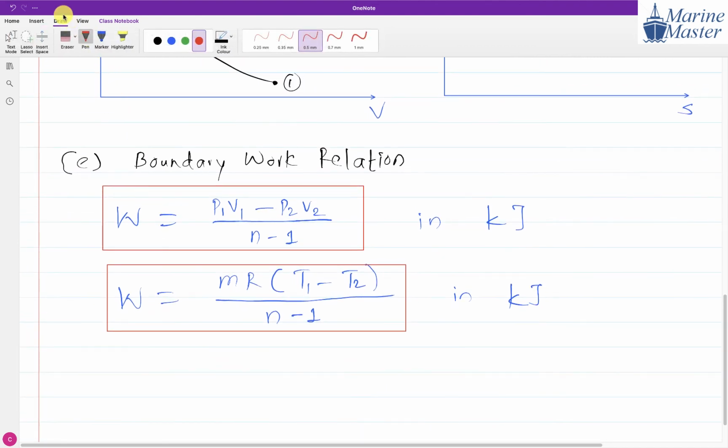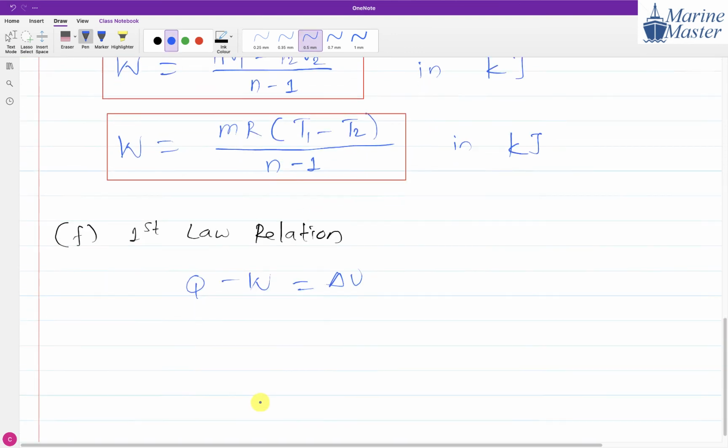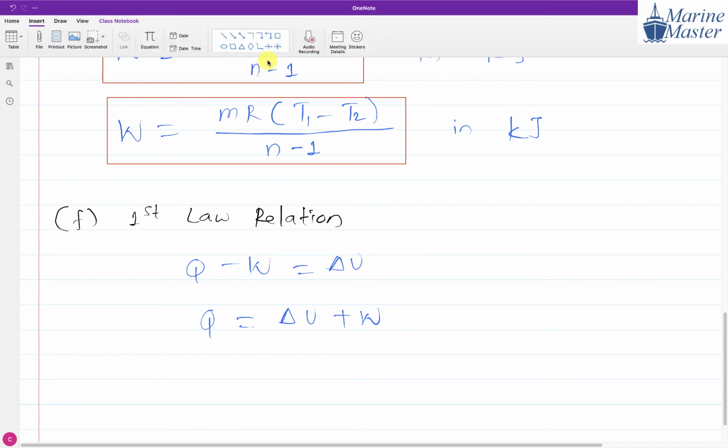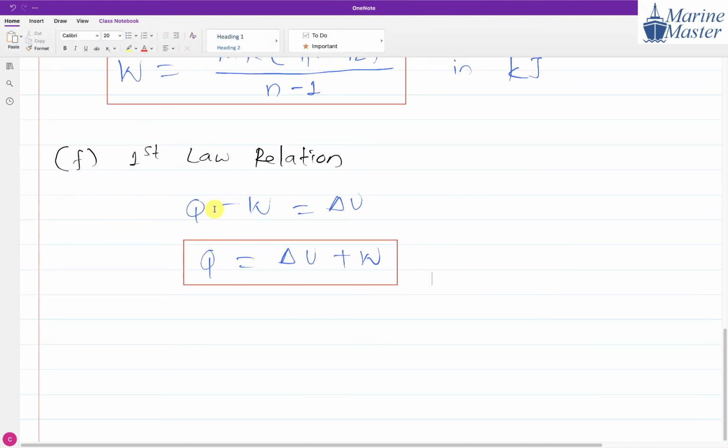Now what will be our F point? First law relation. What is the first law relation? Q minus W is equal to delta U. So the relation of Q becomes delta U plus W. Whenever we want to find heat transfer for a polytropic process, we will use this relation, Q is equal to delta U plus W. Please write down this relation.